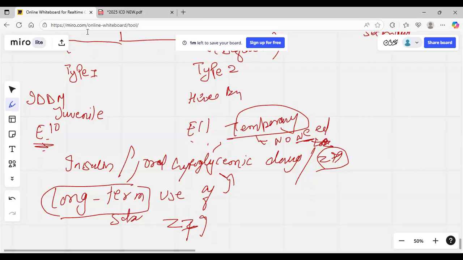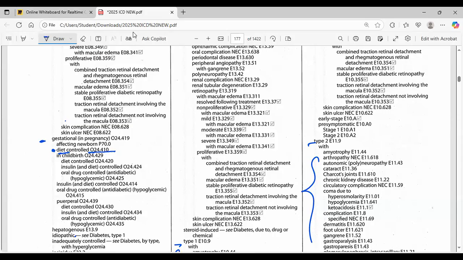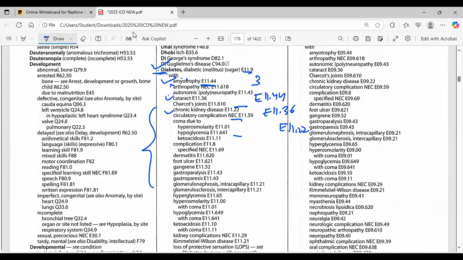We just received the answer from patient 2. So let's see what the correct answer will be. The patient has diabetes with hyperglycemia as well as diabetic nephropathy. And in our documentation, the type of diabetes is not documented. So whenever the type of diabetes is not documented, we have to use a code from series E11. So the patient has diabetes with hyperglycemia, so our code should be E11.65.